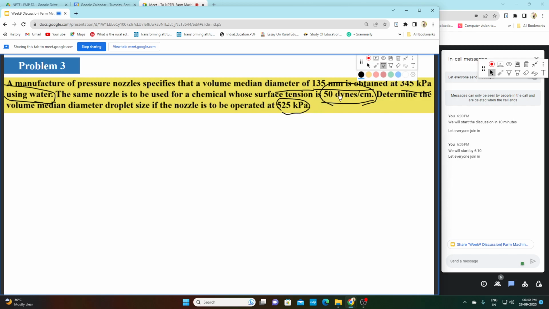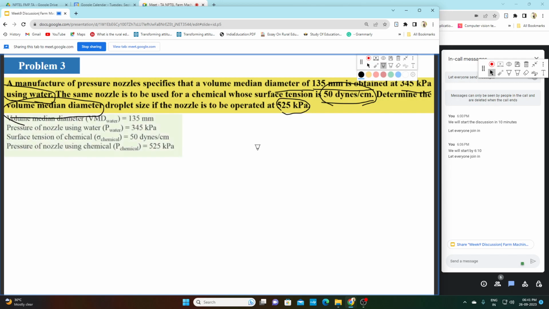So we have to first change the chemical, that is the surface tension. Second, we also have to change the pressure. Then we have to find out the volume median diameter of that chemical droplet. So we have two variables, one is surface tension and the other is pressure, and by that we have to find out the diameter. Two variables, one output, that is diameter.